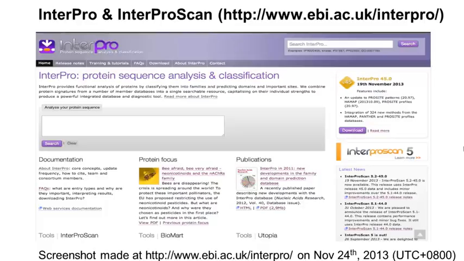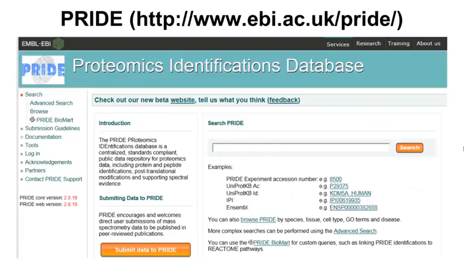Last but not least, the proteomics identification database, PRIDE, is a large, centralized, standardized repository for proteomics data, including protein and peptide identification from mass spec, post-translational modification from mass spec, and the supporting spectral evidence.